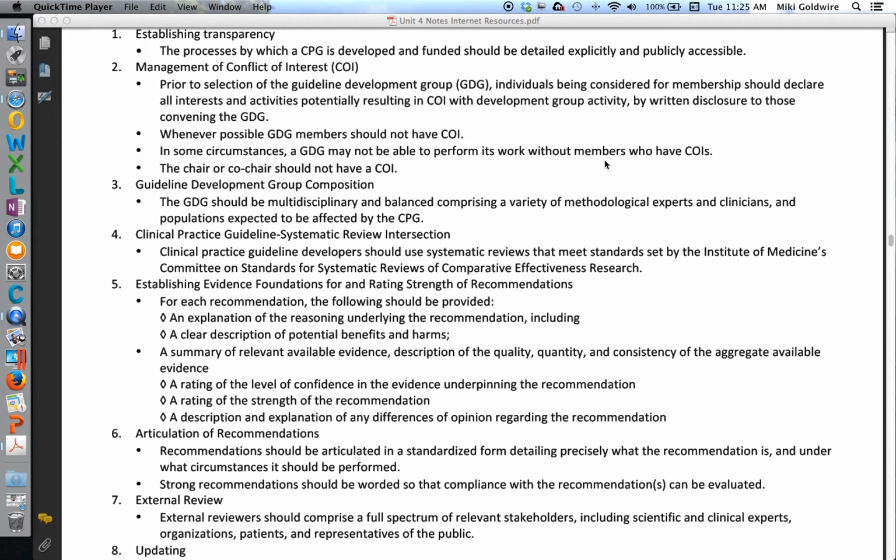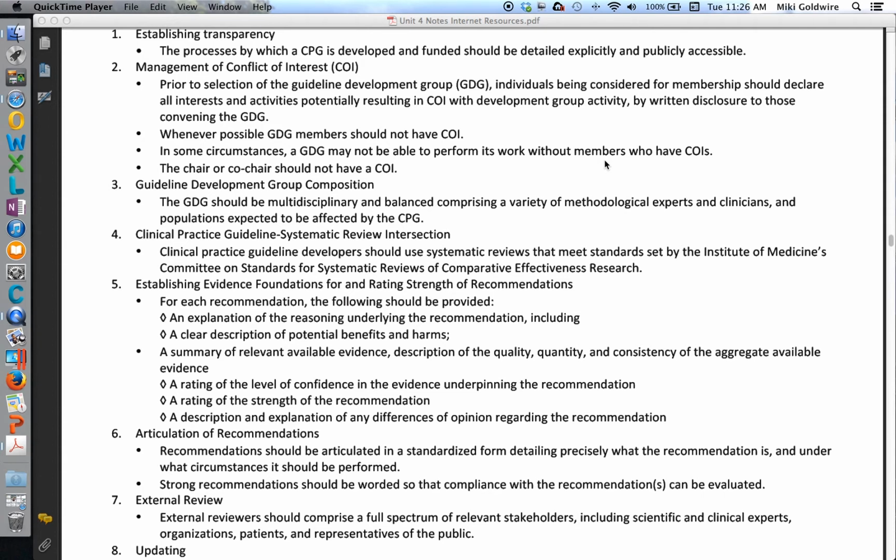The group needs to, for each recommendation, have an explanation of the reasoning underlying that recommendation, including a clear description of potential harms and benefits. The group also needs to have a summary of relevant available evidence, a description of the quality, quantity, and consistency of the aggregate available evidence. The rating system of level of confidence should be included, as well as a strength of recommendation. A description and explanation of any differences of opinion regarding that recommendation should also be made.